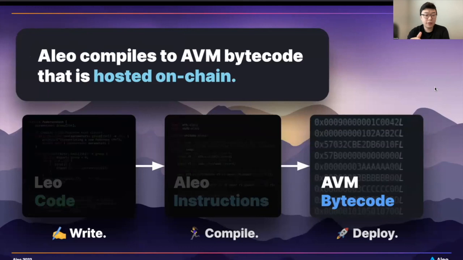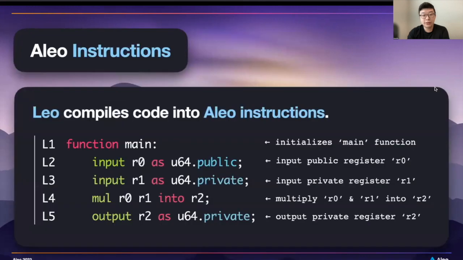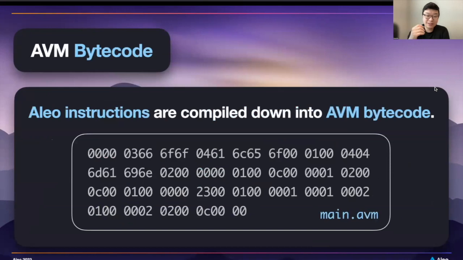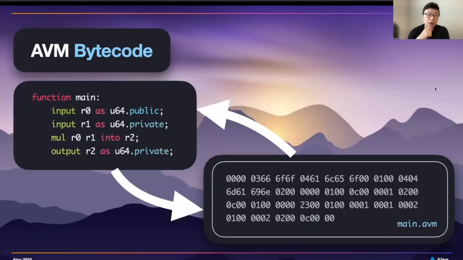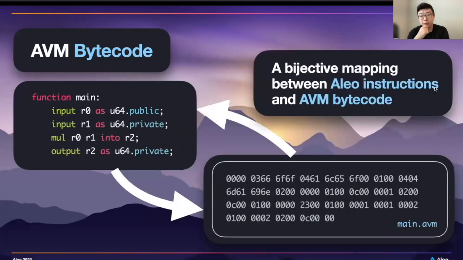But yeah, once we have Aleo instructions, we then compile it down and serialize it into bytecode. So let's show you what bytecode looks like. If we take that same piece of Aleo instructions we just looked at, it's kind of what you'd expect. It's serialized hexadecimals, and this is what we end up with. The important thing to call out is that we've been very deliberate in ensuring there's a bijection between Aleo instructions and Aleo bytecode.